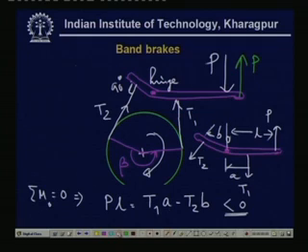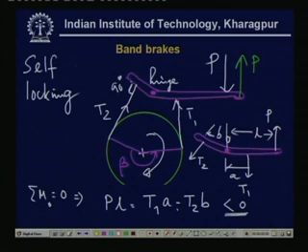So, this is self locking, and here the condition is that A by B is less than or equal to T2 by T1, and we know that this is nothing but e to the power minus beta mu b. So, therefore, if this condition is satisfied, then it gets self locked.